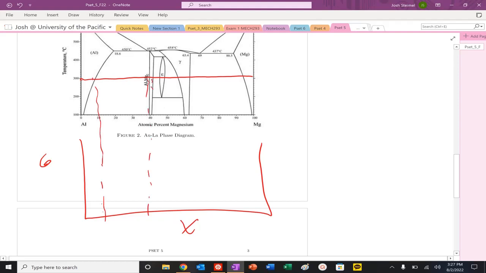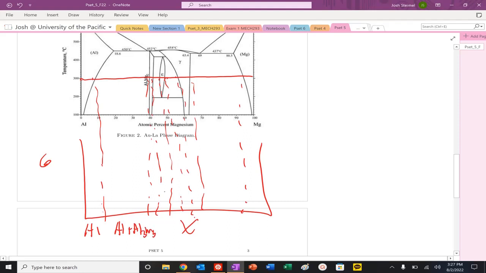Then a single phase here. And then I have another two-phase region here. Single phase region here. Two-phase region here. Single phase region here. Two-phase region here. And this is going to get a little bit nasty, but let's just write it out. So here I am Al. This I am Al plus Al3Mg2. Here I'm single phase region here.